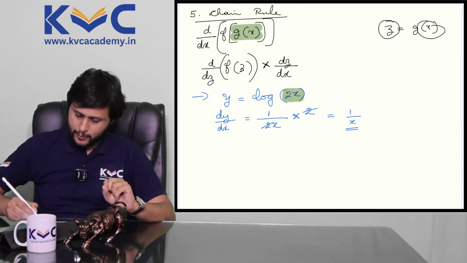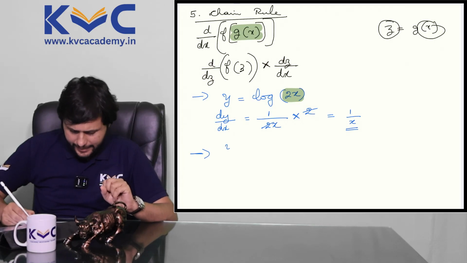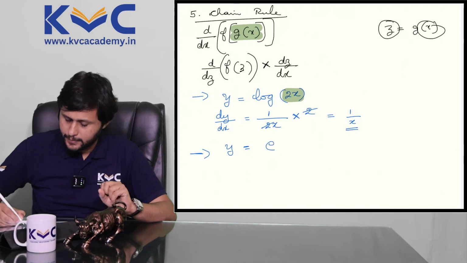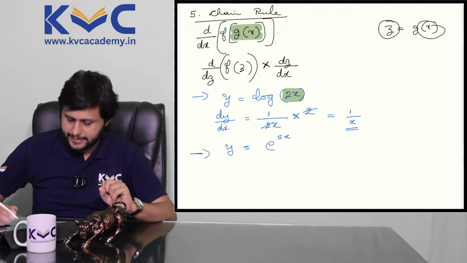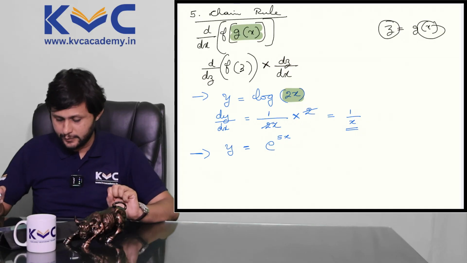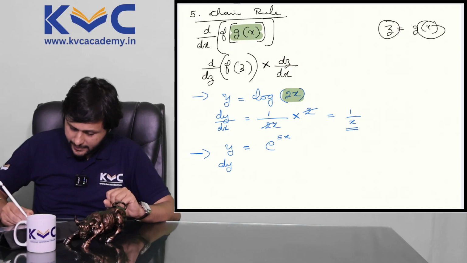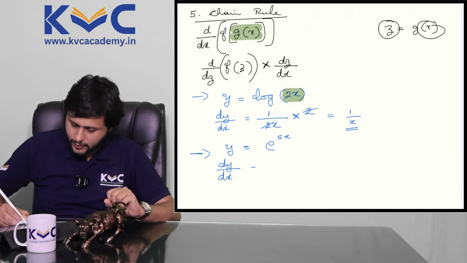Clear? We'll solve one more now. We'll take y is equal to, from now on I told you already, y is equal to e to the power 5x. I'm taking simple ones only for now. e to the power 5x. Differentiate left hand side, dy by dx equal to.